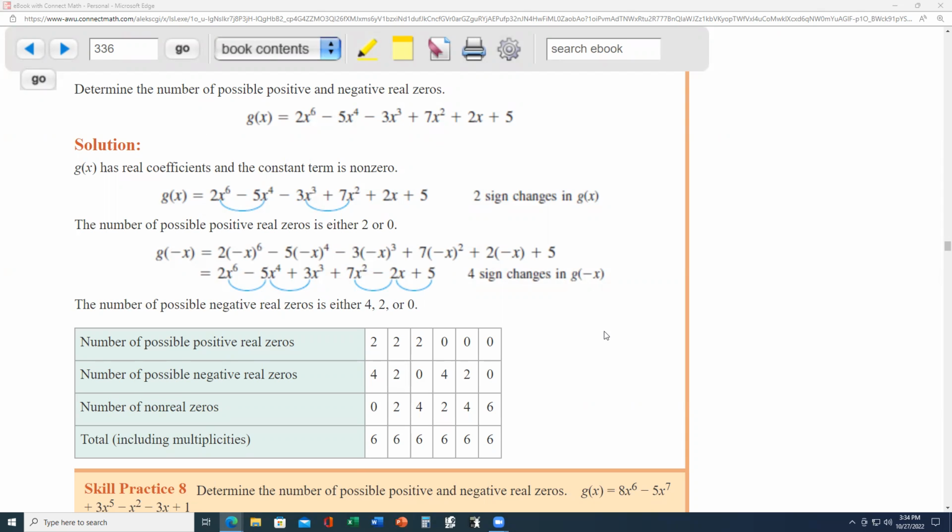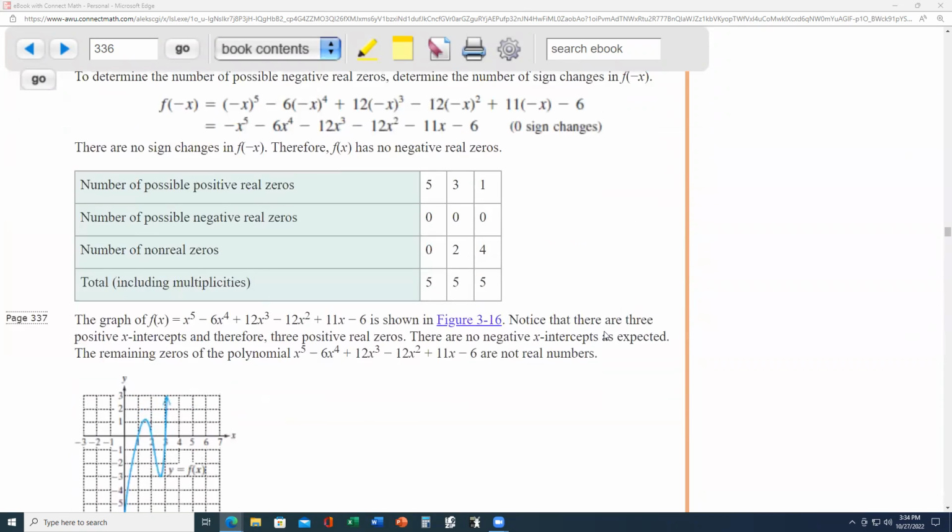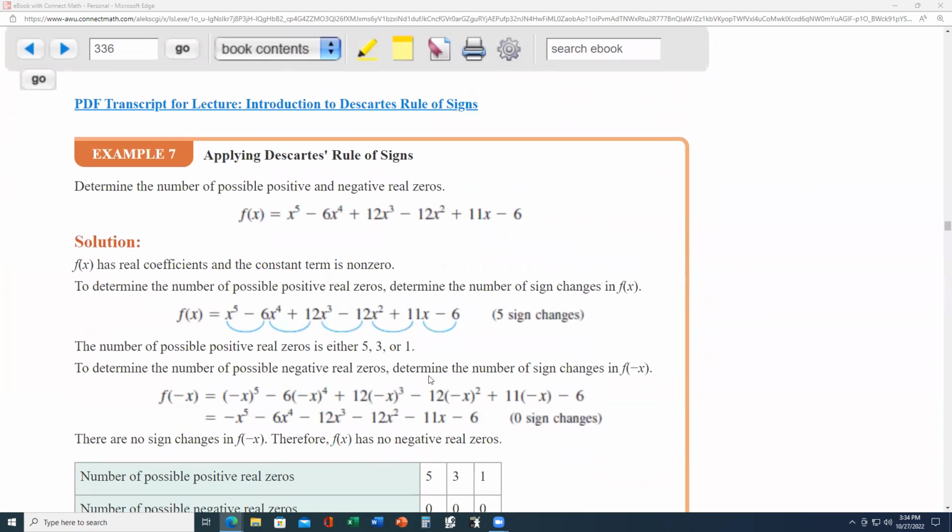All right, this is good enough for your question on the quiz number 3 regarding Descartes' rule of signs here.